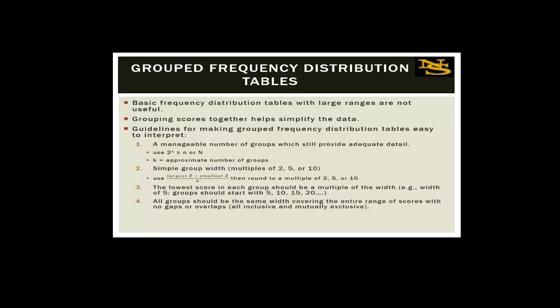Then once you figure out k, how many groups you should strive for in your grouped frequency distribution table, you can figure out the width that will get you to that number of groups. So how much width should I have for each of my different groups? How many scores should be covered by each group, in other words?